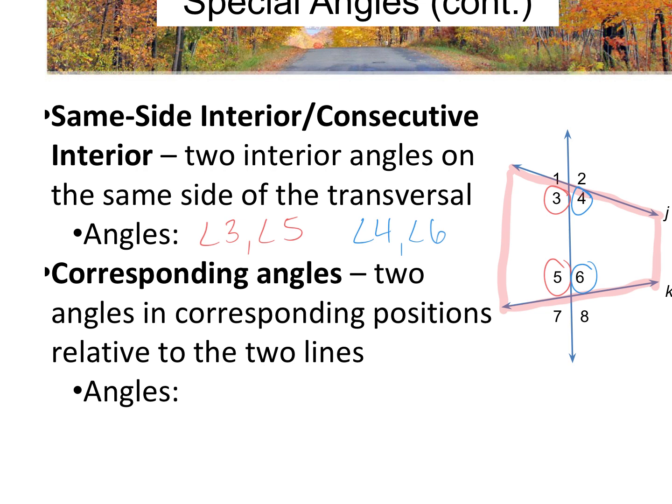So if it's top left over here, it's going to be top left over here. Top right will be top right. Bottom left will be bottom left. And bottom right will be bottom right. So 1 is top left. Do you guys agree? What is the top left angle from this point? 5. So 1 and 5 are corresponding.